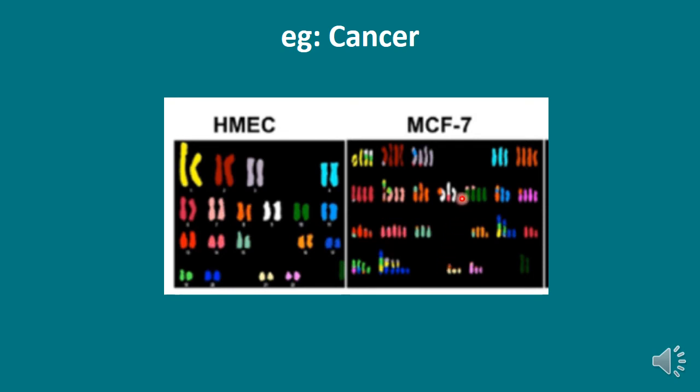Yes. As you can see in the normal karyotype, different colors are given to the different chromosomes. So mixing up of colors in the cancer cell karyotype indicates mixing up of different parts of the chromosomes. So this is an example for the presence of both structural and numerical abnormalities in the chromosomes of cancer cells.